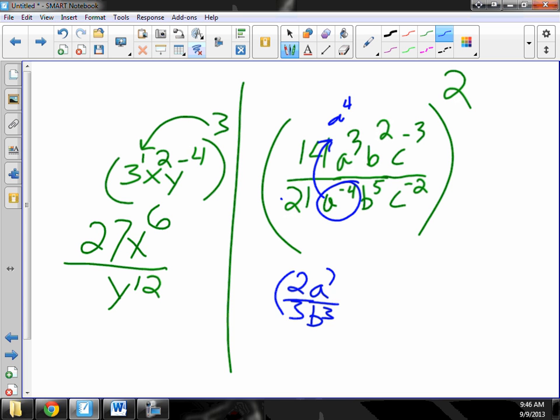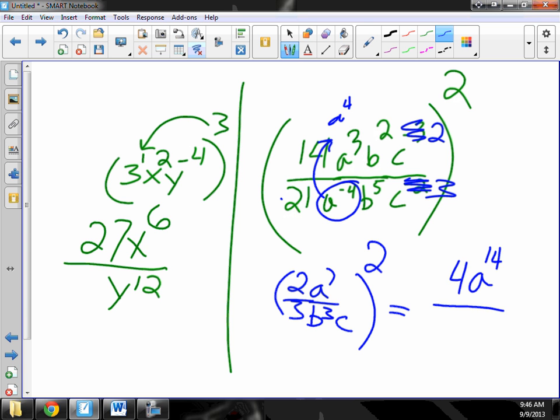So we're going to flip both c's. So this one becomes a 2, and this one becomes a 3. Now they fight it out, and I have c on bottom. Now I'm going to square everything. 4 a to the 14 over, not 6, 9 b 6 c squared. It's a 7. It's a really bad 7.